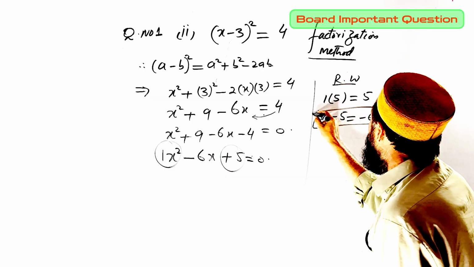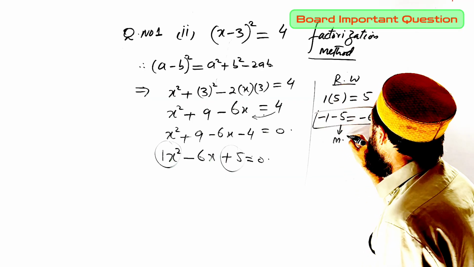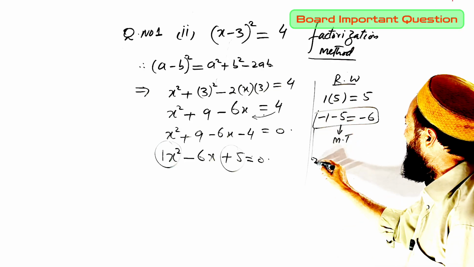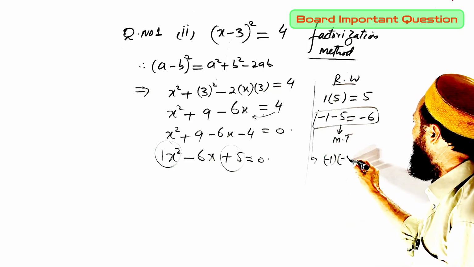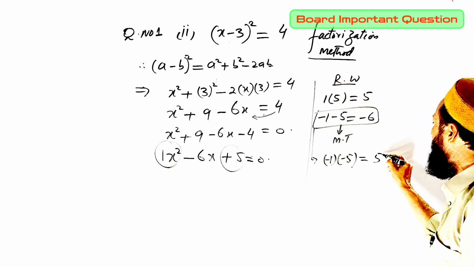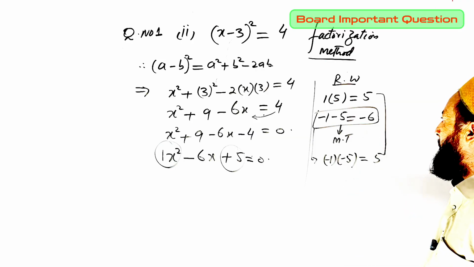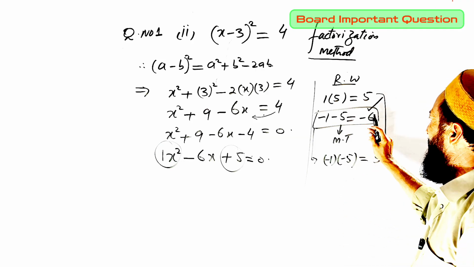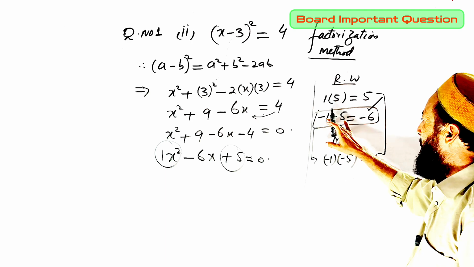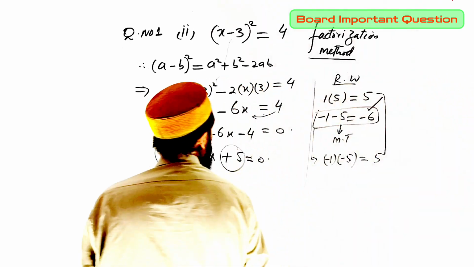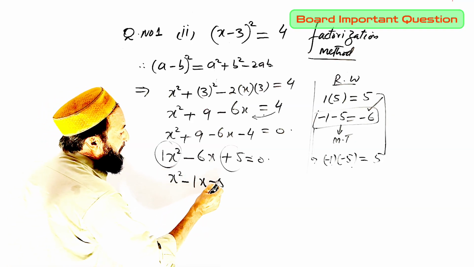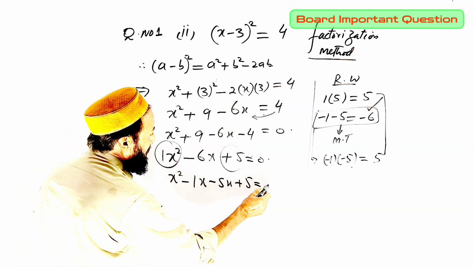So this is the middle term, we get minus 6. If we multiply minus 1 into minus 5, we get plus 5, and if we add, we get minus 6. These two results must be the same, otherwise your question will be wrong. It means that when finding the factors, we break the middle term: x square minus 1x minus 5x plus 5 is equal to 0.